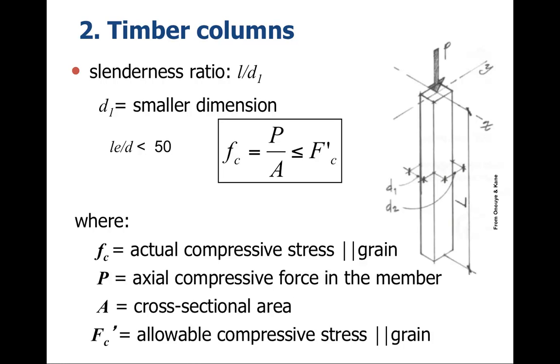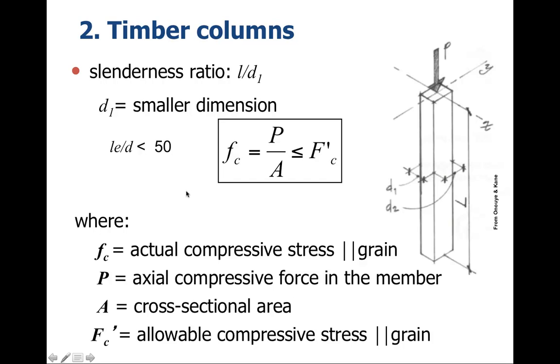For timber columns, we have a different sort of examination. Here's our slenderness ratio, L, the length of the column divided by D1, where D1 would be the narrower axis. So D1 being the smaller dimension.